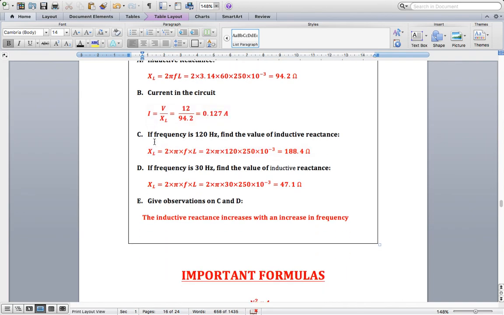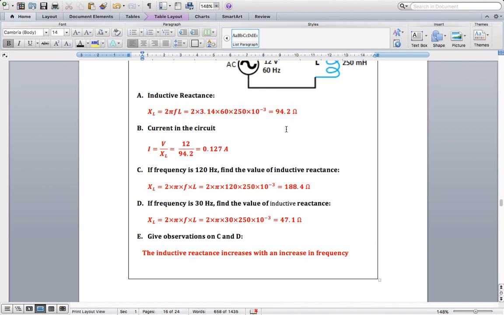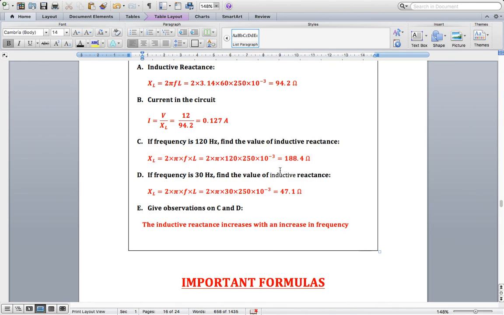Now it's a twisting question. If frequency is 120 kilohertz, find the value of inductive reactance. What will you do? Replace the frequency F with 120, because it's given now as 120. 250 into 10 raised to minus 3 is the same, this one. Okay, and find the answer. You will get a higher value.